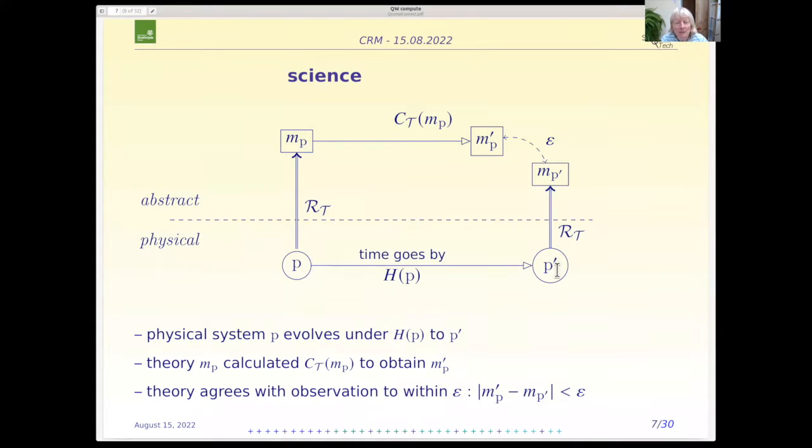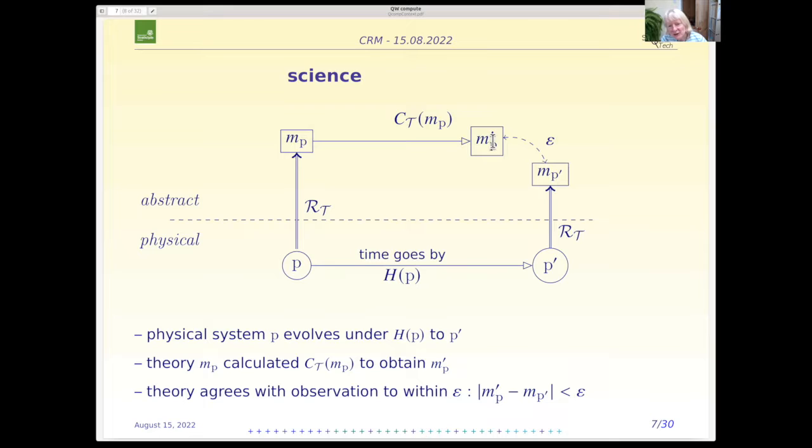Something has changed. And up here, we have our model of that dynamics. So we can take our model here, we can apply the model of what's happening over time, and out will come a model of the way the physical object is after that time. But what we can also do is use our representation relation again and observe this physical object in its new state. And so then we'll get a model, the outcome of our observations of P primed dash here.